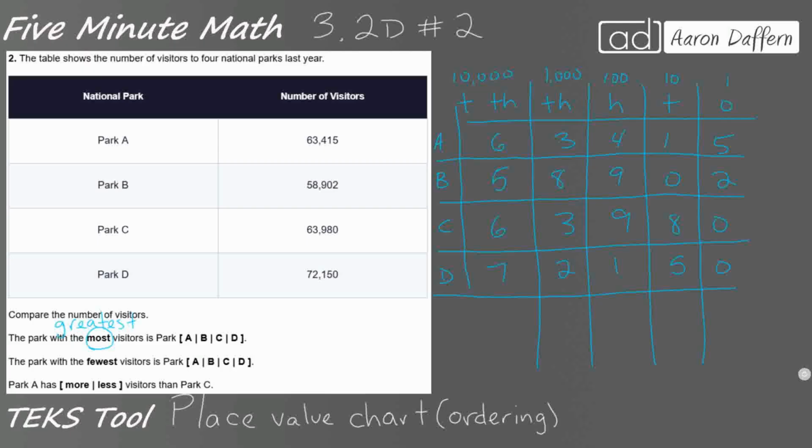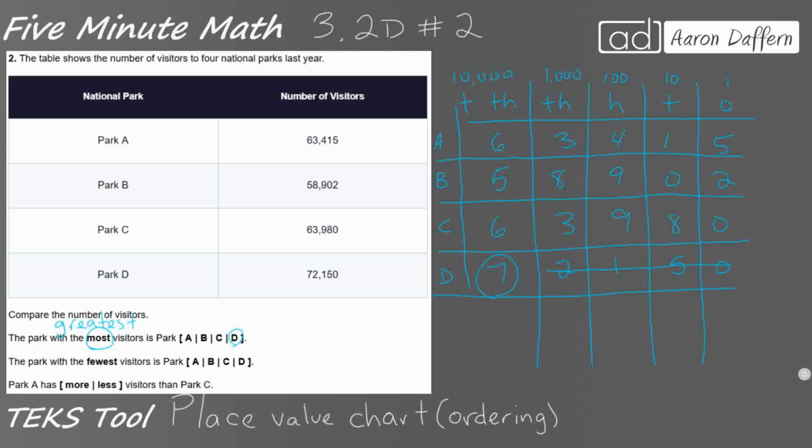And look what I've got. I've got a 6, 5, 6, and 7. Well, this 7 is greater than the 6's or the 5, which means I don't need to look at anything else. They all go to the same place value. If one of them extended to the 100,000s or only went to the thousands, that would be different. But since they all go to the 10,000s, 7 10,000s or 70,000 is always going to be bigger than 60,000 or 50,000. So that's my greatest park. That's pretty easy. This is Park D.